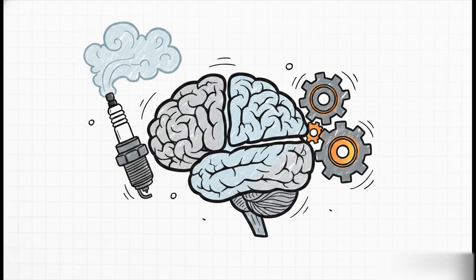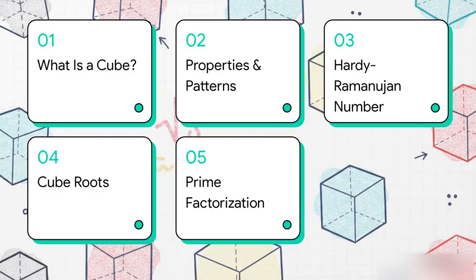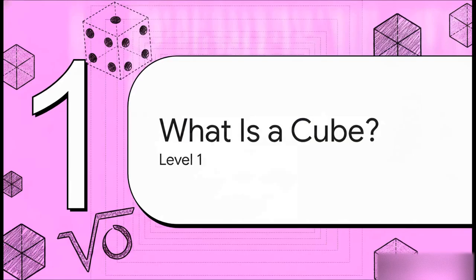Well, your brain works exactly the same way with new mathematical concepts. By warming up first, we actually lower the cognitive load, and honestly, we build up that essential confidence. So here's our roadmap, the 5 levels we're going to conquer together today. Number 1, what is a cube? 2, properties and patterns. 3, the Hardy-Ramanujan number. 4, understanding cube roots. And finally, number 5, prime factorization. Let's get into it. Level 1.